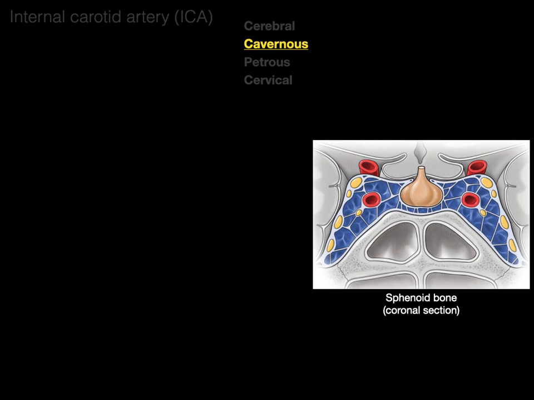So there's a sphenoid bone in a coronal section. In blue is the cavernous sinus, one of the dural venous sinuses, flanking either side of the pituitary. And there's the internal carotid artery, the cavernous portion. The only time anywhere in the body where you see an artery inside of a vein.